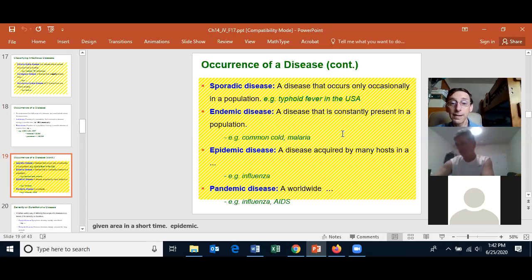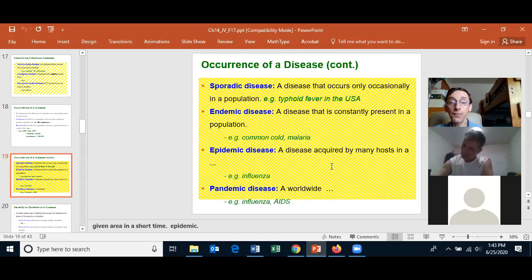An endemic disease is one that is constantly present in the population. Like the common cold is endemic in the United States. We always get it. It is more common in the wintertime than in the summer, although you can get it in the summertime, but it's much less likely. Malaria is endemic to the tropics. If you're traveling to the tropics, then you should take precautions to prevent getting malaria. Okay?